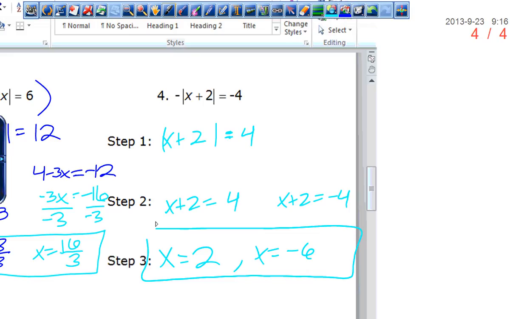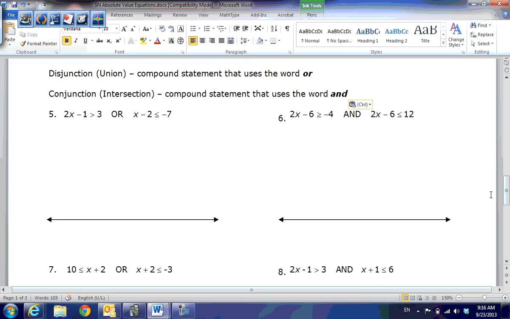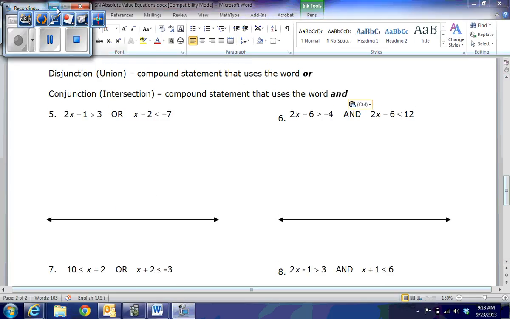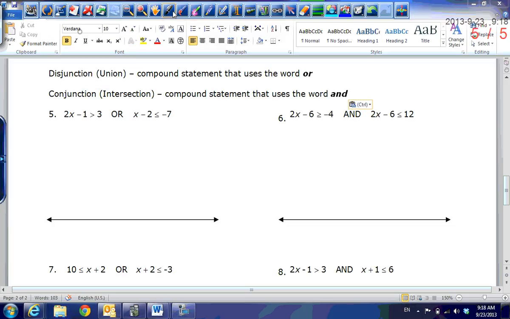Are we okay to move on? Excellent. Got 2 more definitions for you. All right, disjunction, basically just remember the word or. Conjunction, all you have to know is that it's an and.